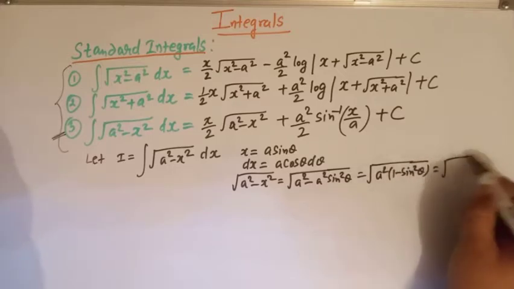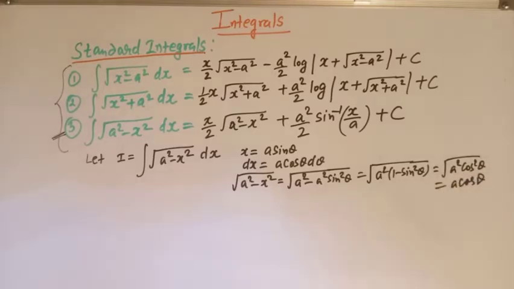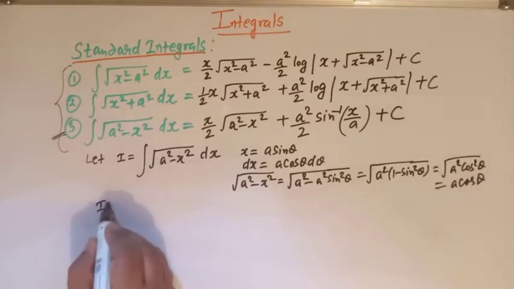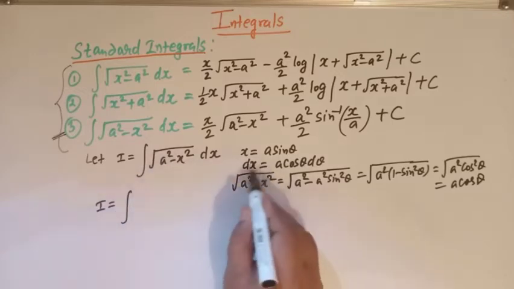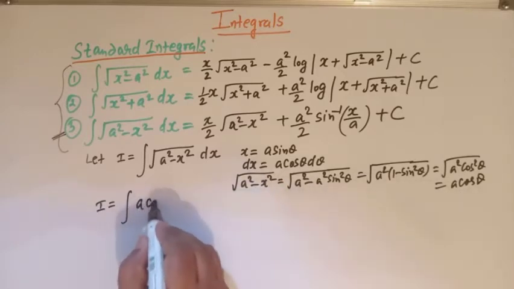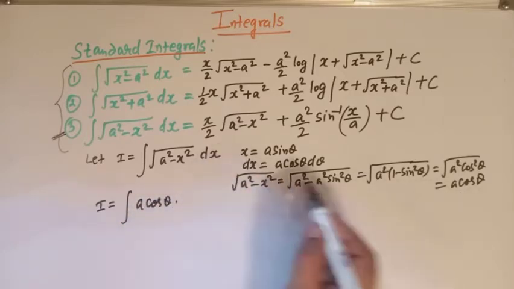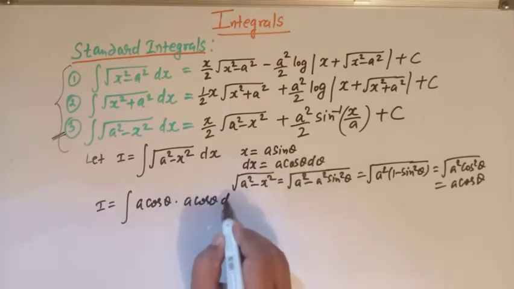This can be written as a square cos square theta, so the square root gives a cos theta. Clear? So let us substitute these values here. The value for square root of a square minus x square is a cos theta, and for dx we have a cos theta d theta.